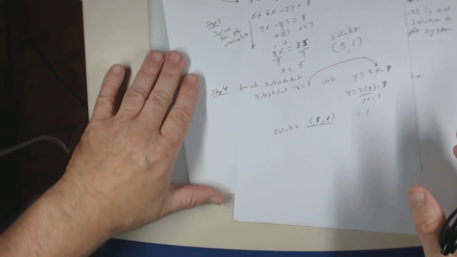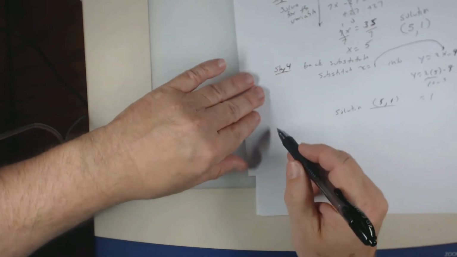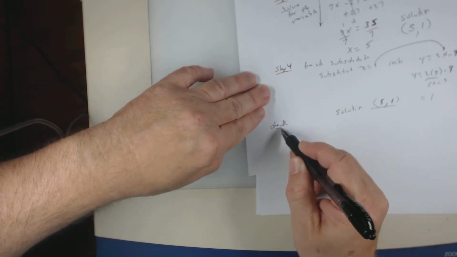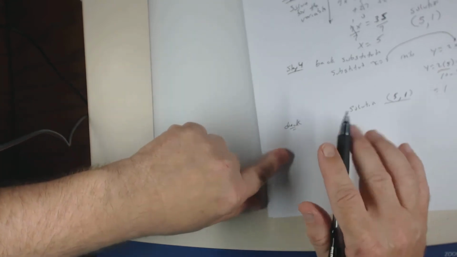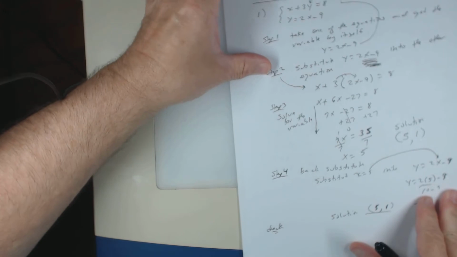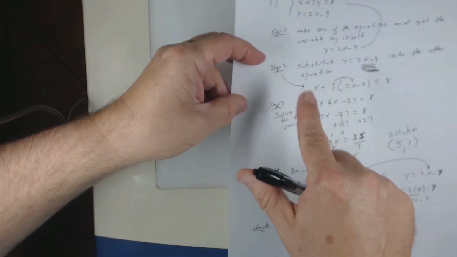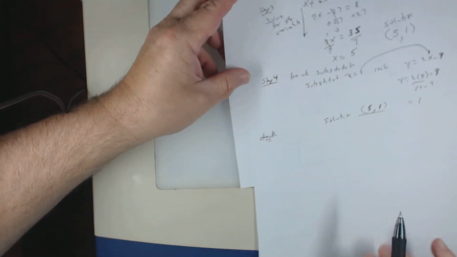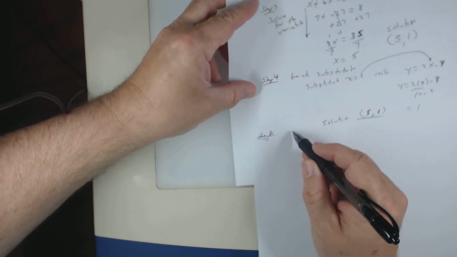Now let's check it. You can check it like this. Always go back to the original. My original had these 2 equations. So I'm just going to list them separately. You can do this in your head, but I'm going to list them separately. So this is what you do in your head.